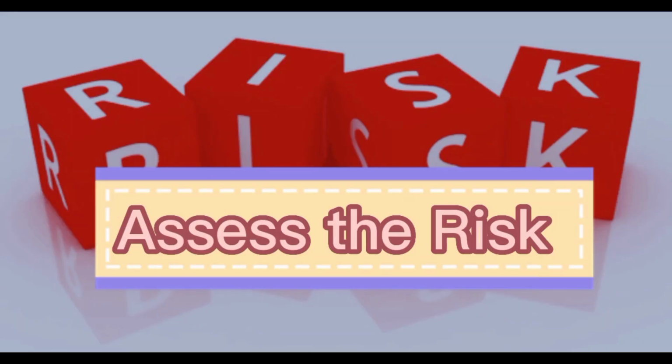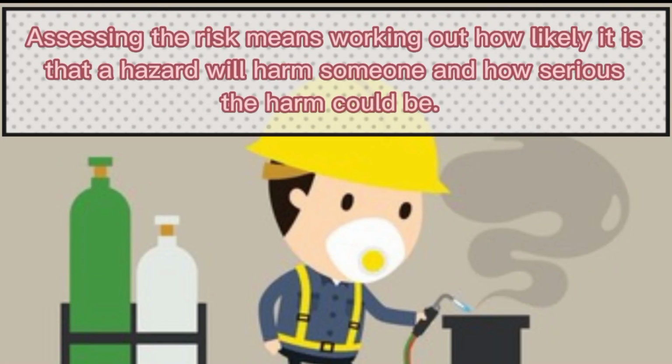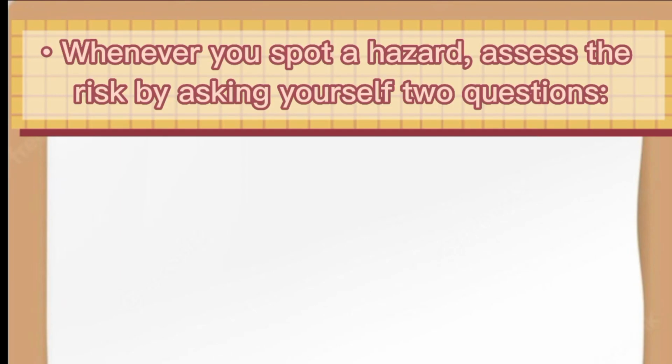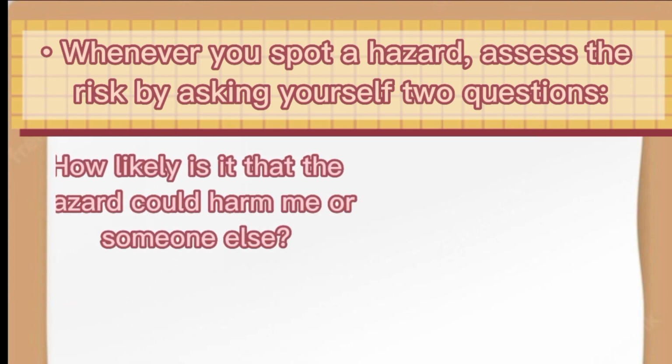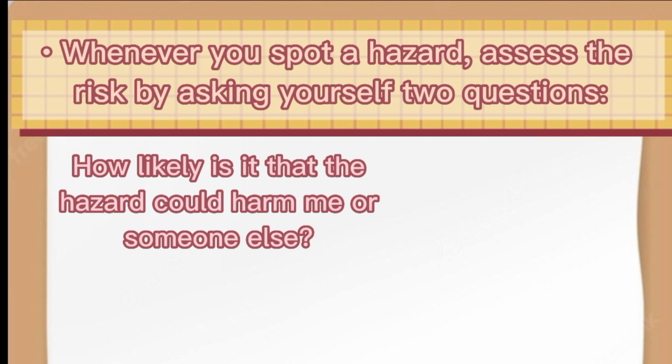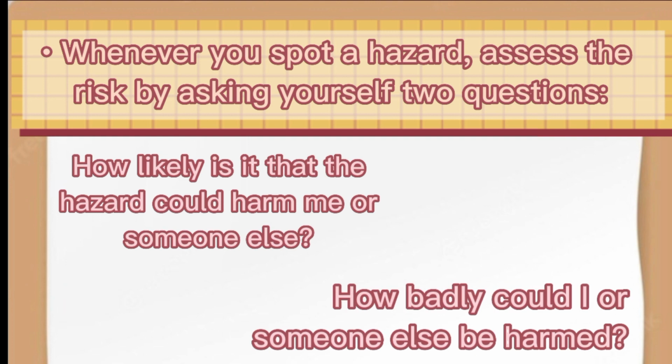2. Assess the risk. Assessing the risk means working out how likely it is that a hazard will harm someone and how serious the harm could be. Whenever you spot a hazard, assess the risk by asking yourself 2 questions. How likely is it the hazard could harm me or someone else? How badly could I or someone else be harmed?